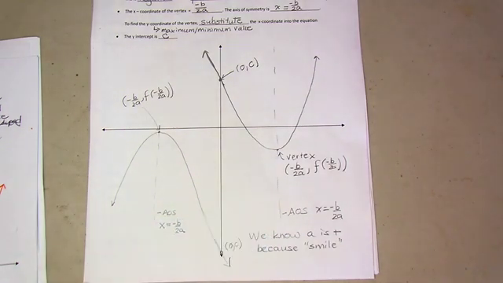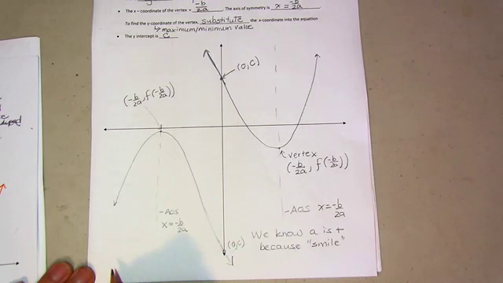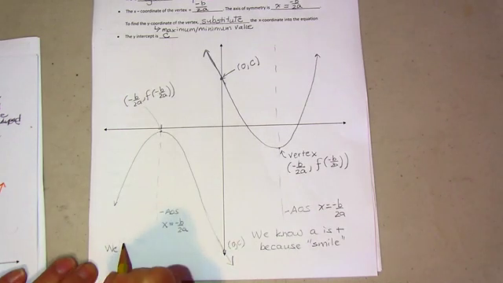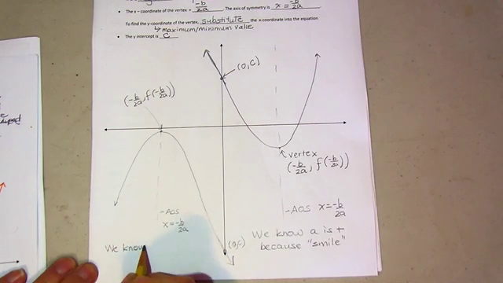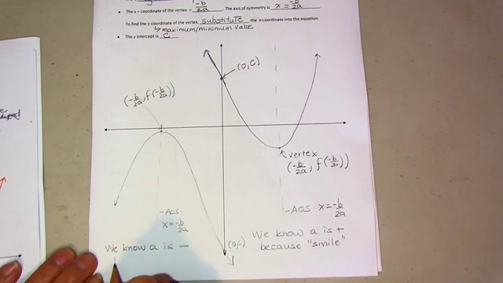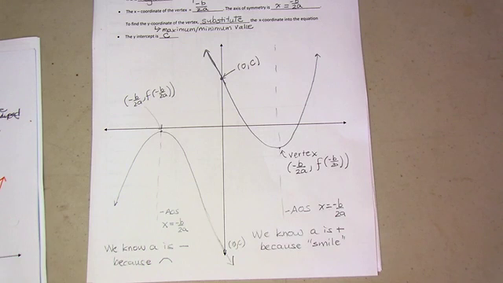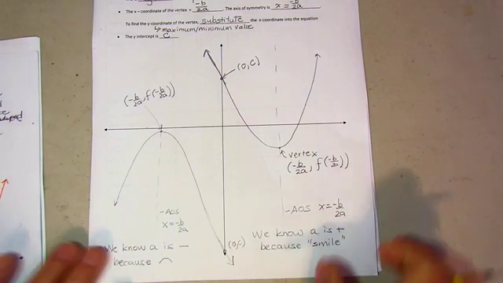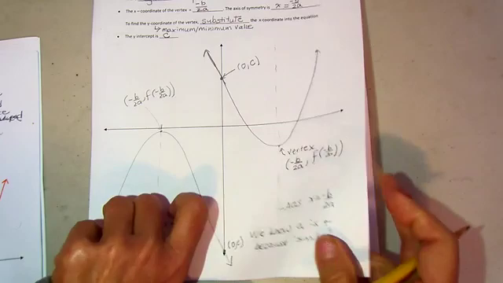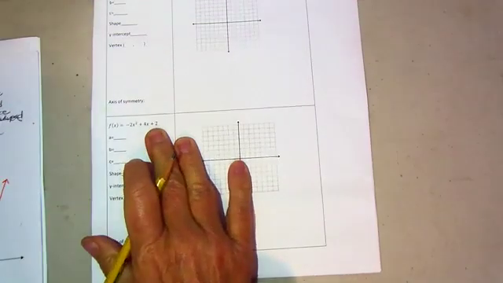So everything is the same. The only thing that's different with this parabola is we know a is negative because of the frown. Okay? So let's actually go and look at some other equations and actually graph those other equations.